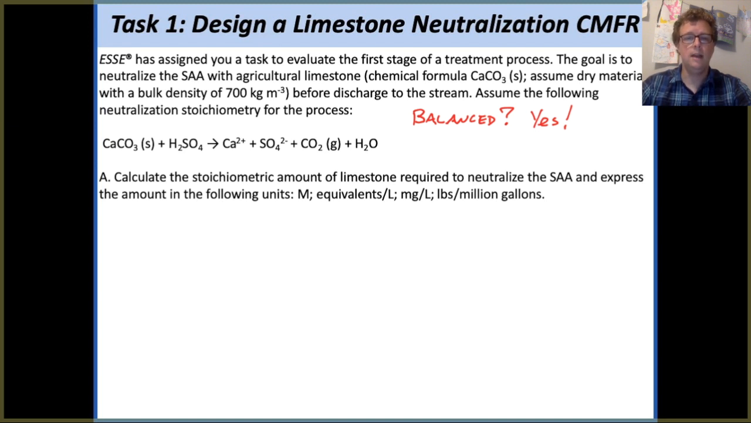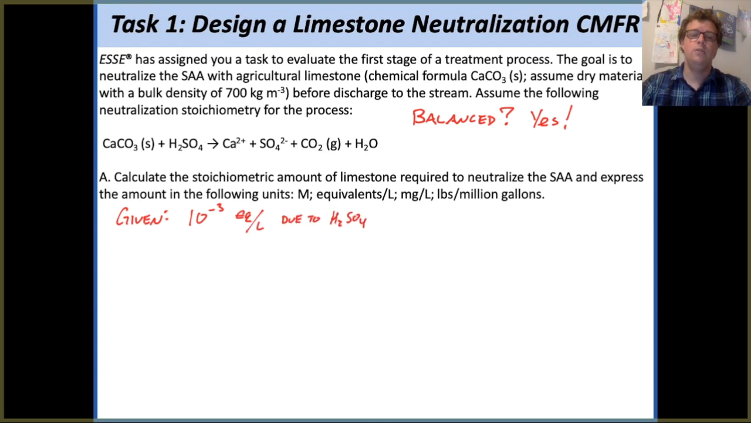So task A here, the first bit: calculate the amount of limestone required to neutralize the acid, and we're asked to express that in a variety of units. You'll remember this problem from a chemistry class. You've got one reagent and you want to know how much of the other reagent do I need to add. So what you need to do is get into moles and then use that balanced chemical equation to pivot between the different compounds that are involved.